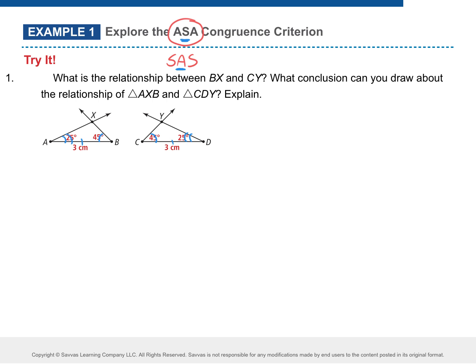So do these two triangles satisfy angle, side, angle? Yes. So since it satisfies angle, side, angle, what does that mean for the rest of the triangle? Everything else is congruent, okay? So angle, side, angle works just the same as side, side, side, and side, angle, side. Okay? Let's look at example 2.